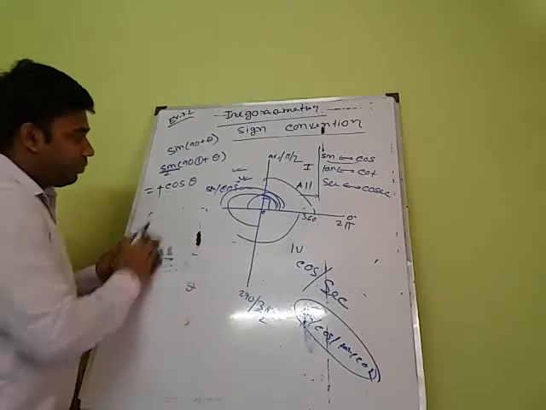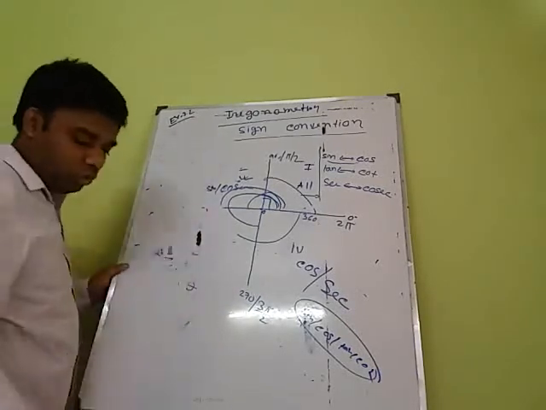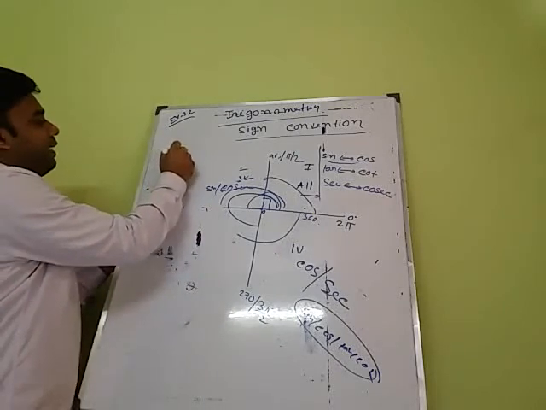Another example: what will be the value of tan of 90 degree plus theta?